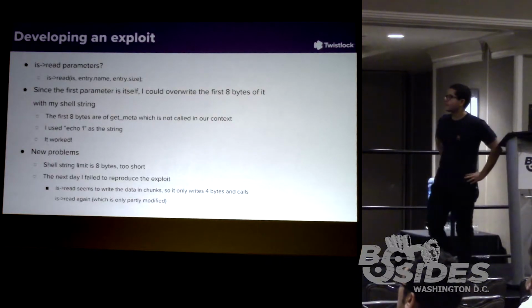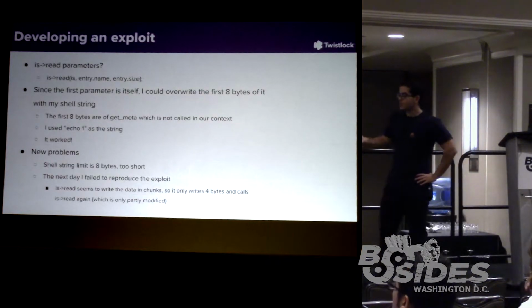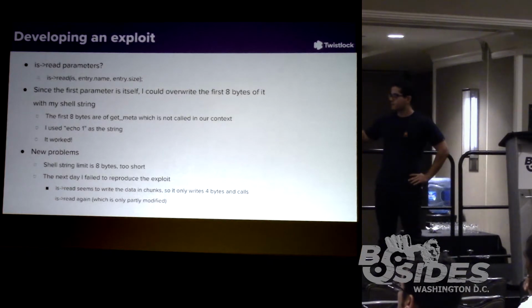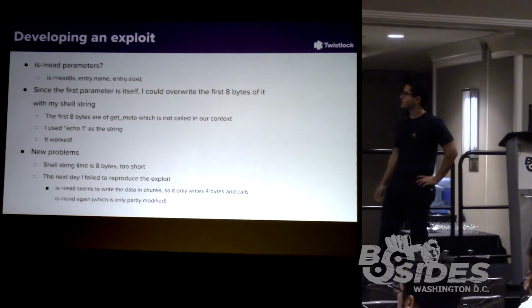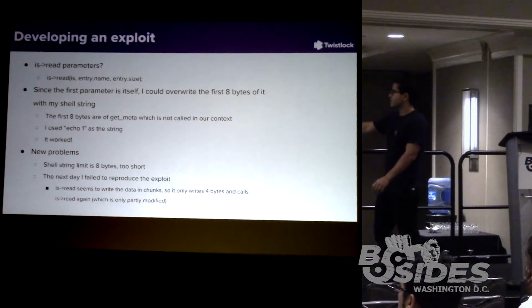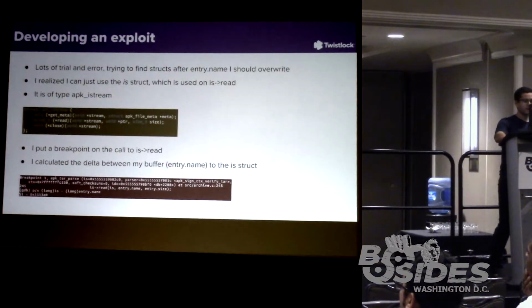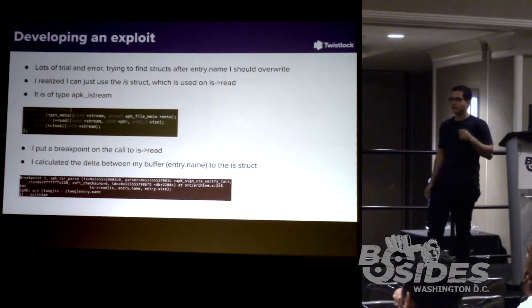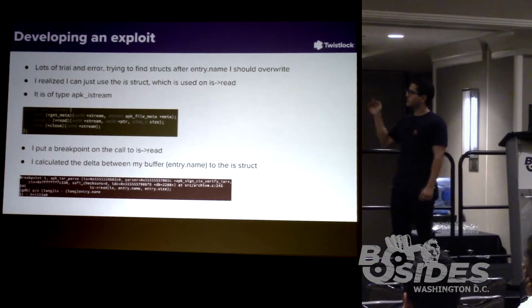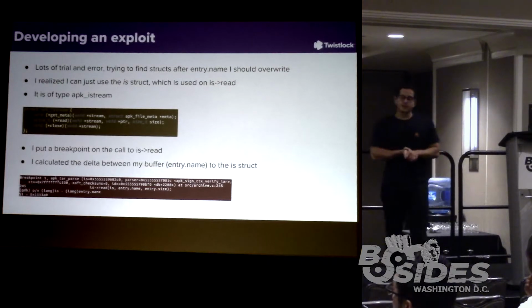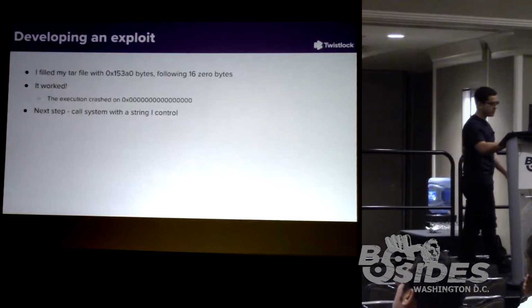But how would I pass parameters to the function that I'm calling? It's going to bring whatever IS at read was getting to my call. So the first parameter it gets is IS itself. Now let's look at IS again. It starts with get meta. So that's 8 bytes of data that I could put whatever I want in, and it would be the first parameter. And I used that.